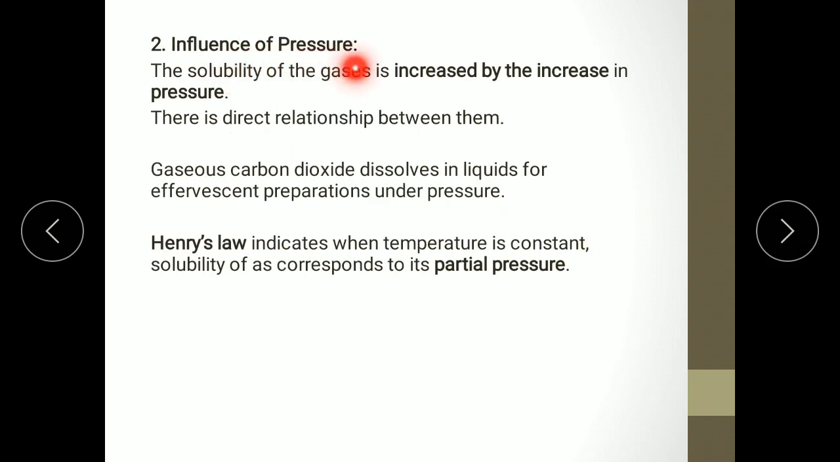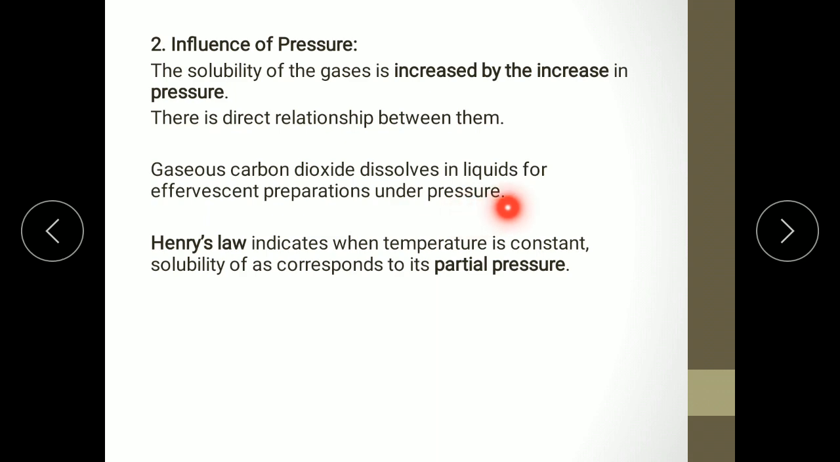Now, influence of pressure. How will pressure influence it? The solubility of gases is increased by an increase in pressure. Now, solubility of gases in liquid. In that topic, we have to see how pressure influences the solubility of gas in liquids. In gases, solubility is increased by increasing the pressure. There is a direct relationship between them. Gaseous carbon dioxide dissolves in liquids for effervescent preparation under pressure.